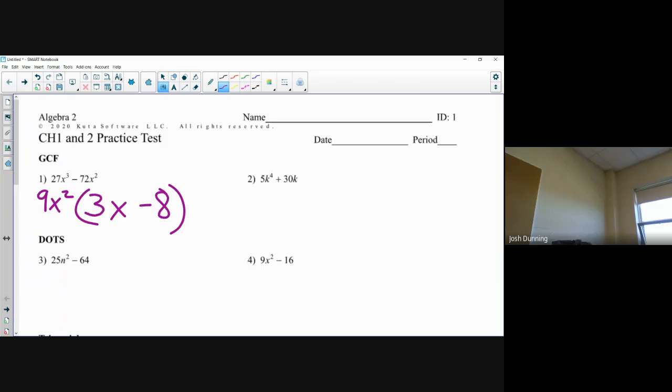Number two, you can divide both 5 and 30 by 5. There's also a k in both. Now I'll show the division this time. So 5 divided by 5 is 1. K to the fourth over k leaves you with k cubed. Remember, that's 4 minus 1. You subtract those exponents. And then 30 divided by 5 is 6. K's are gone.